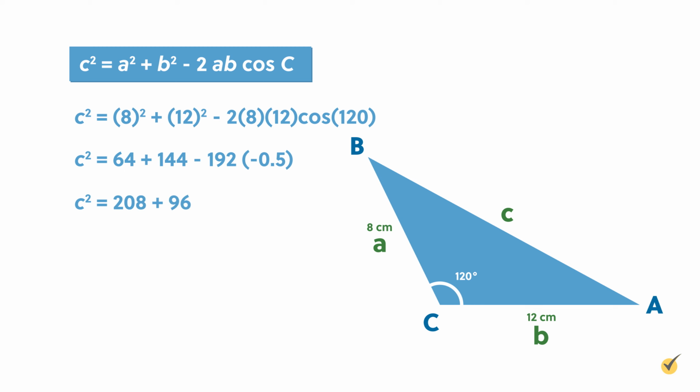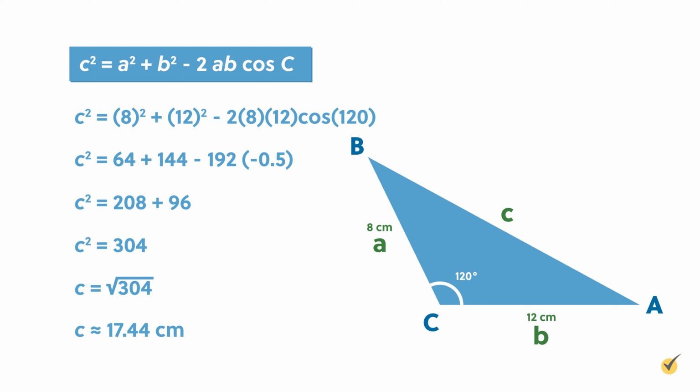Add 64 and 144 together to get a sum of 208. Then multiply negative 192 times negative 0.5 to get a product of 96. Then add 208 and 96 to get a sum of 304. Take the square root of 304. The length of side c is approximately 17.44 centimeters.